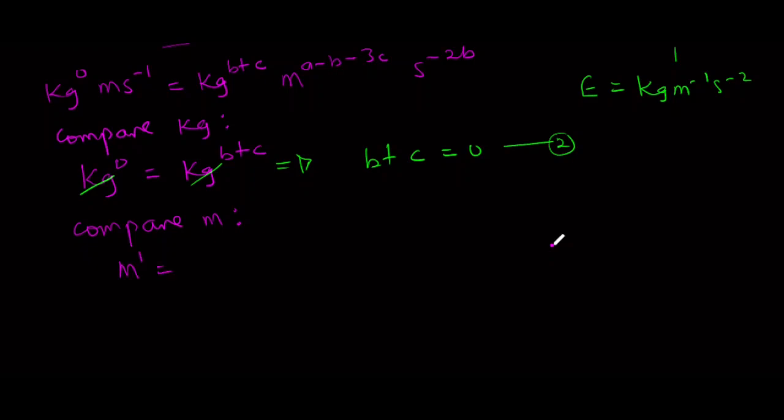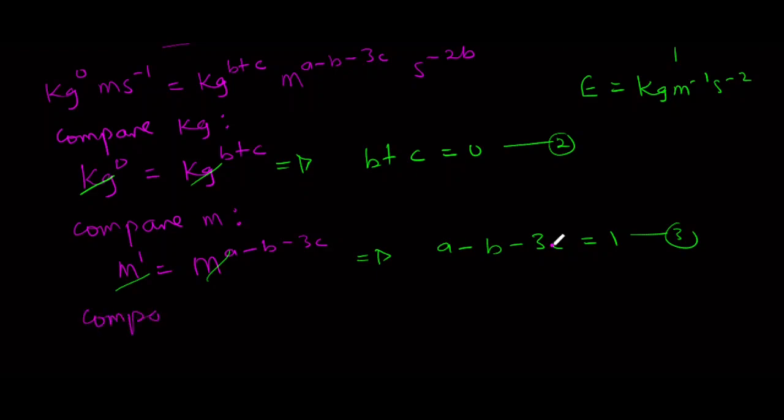On the right hand side, we have meter raised power a minus b minus 3c. So if you try to cancel out meter, because they're having the same base, then we are going to be left with a minus b minus 3c is equals to 1. Equation 3.